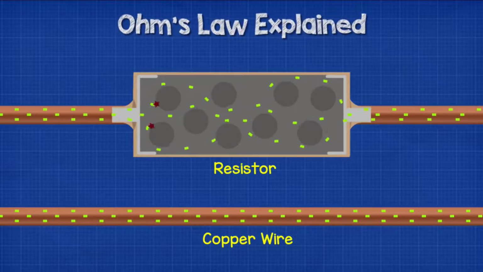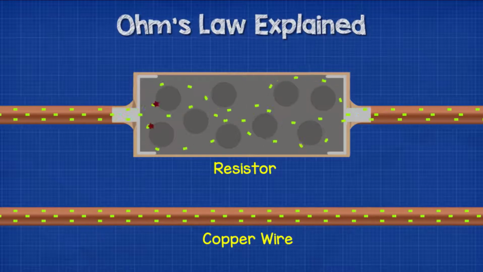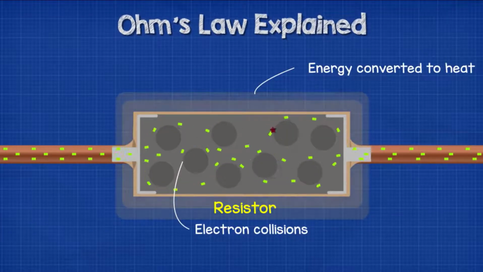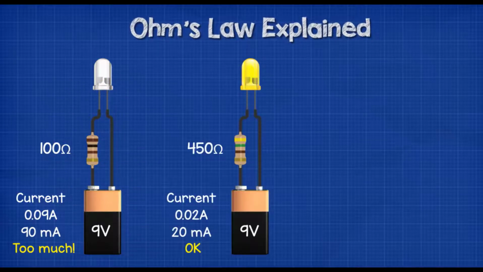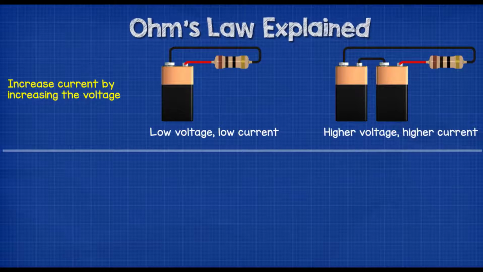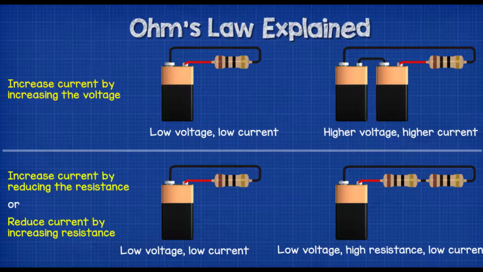Resistance is the opposition to the flow of electrons. It tries to prevent electrons from flowing. That's why we use resistors in circuits to reduce the current and protect components such as an LED. If we try to connect an LED directly to a 9 volt battery, it will blow out because the voltage and the current are too high. But when we add a resistor into the circuit, then these are reduced, so the LED is protected and will shine brightly. So given the circuit, we can increase the current by increasing the voltage, or we can also increase the current by reducing the resistance. We can also reduce the current by increasing the resistance.